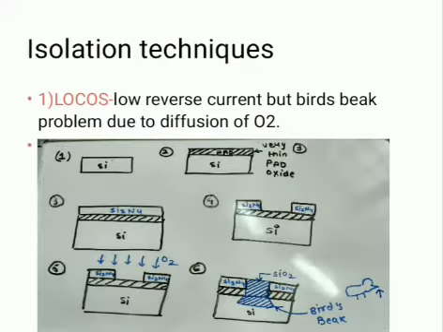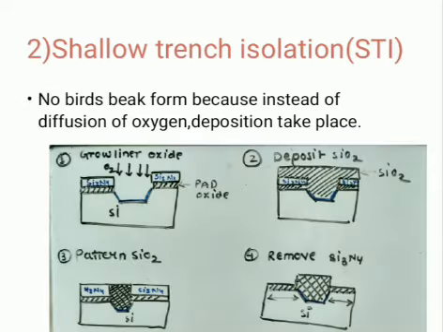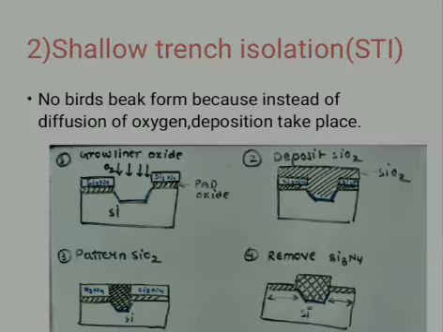Let us understand the second technique. The second technique is shallow trench isolation. In our previous technique, we had the bird's beak problem, and this problem is due to the diffusion of oxygen in an isotropic direction. So now we have come up with a new solution. Instead of diffusion, we will try deposition of the oxide. Let us understand here.